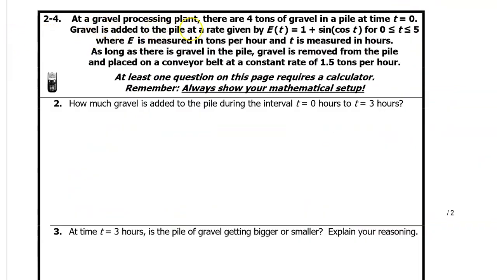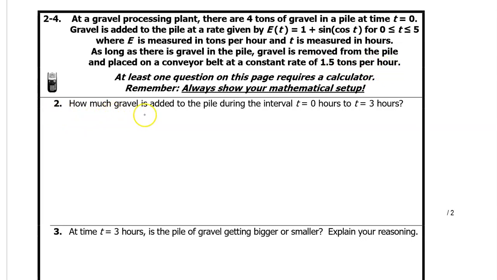At a gravel processing plant, there are 4 tons of gravel in a pile at time t equals 0. Gravel is added to the pile at a rate given by E of t equals 1 plus sine of cosine t for values of t between 0 and 5, where E is measured in tons per hour and t is measured in hours. As long as there is gravel in the pile, gravel is removed from the pile and placed on a conveyor belt at a constant rate of 1.5 tons per hour.